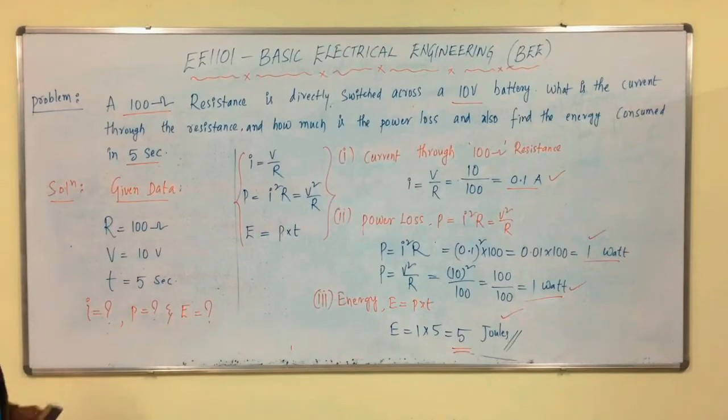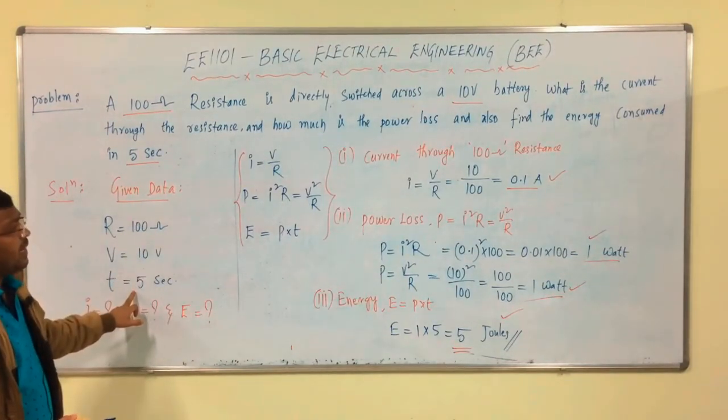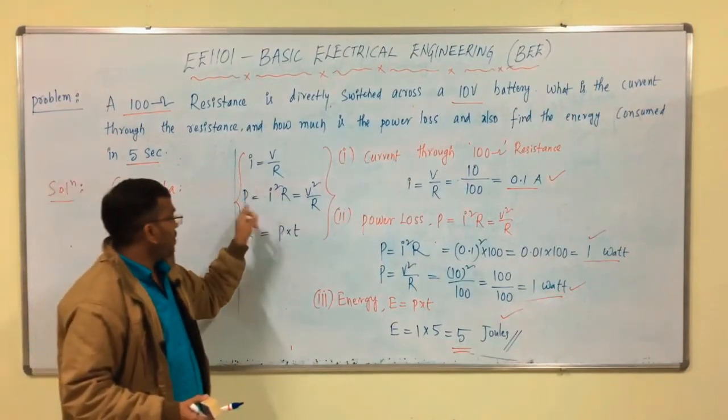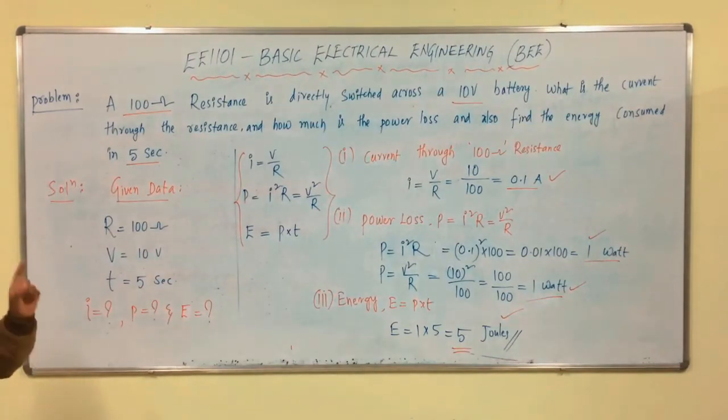Simple data. Given R, V, time, and we are calculating current, power and energy. This is about the first passive element, that is resistor. Okay. Thank you.